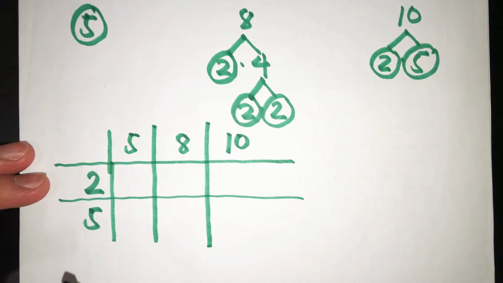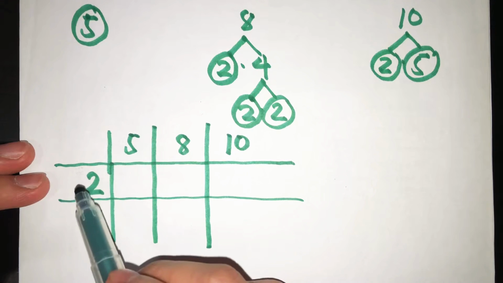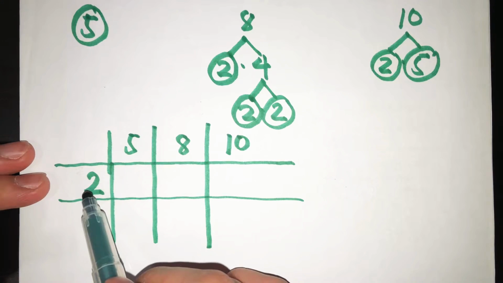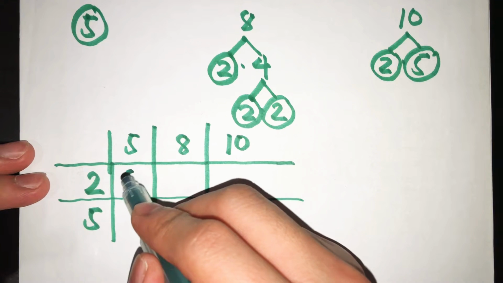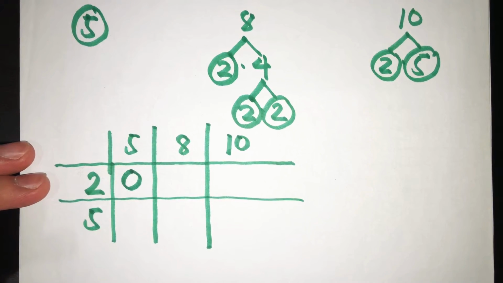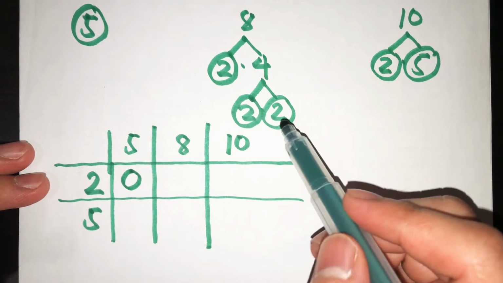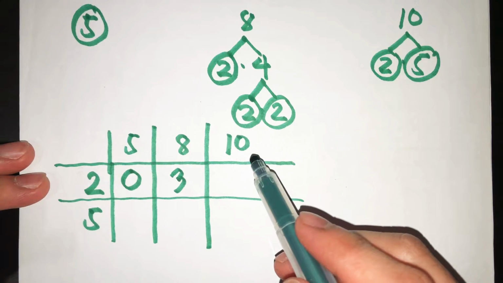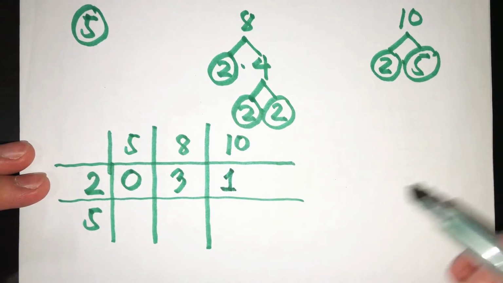Now we're going to count how many times this prime factor appears in this number. Okay, so for example, for 2, it doesn't appear in 5. So this is 0. Then for 8, it appears 3 times. So 1, 2, 3. So we're going to write here 3. And for 10, it appears once. So we're going to write here 1.